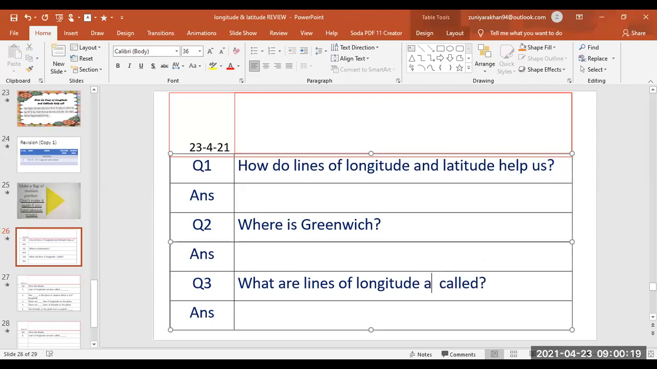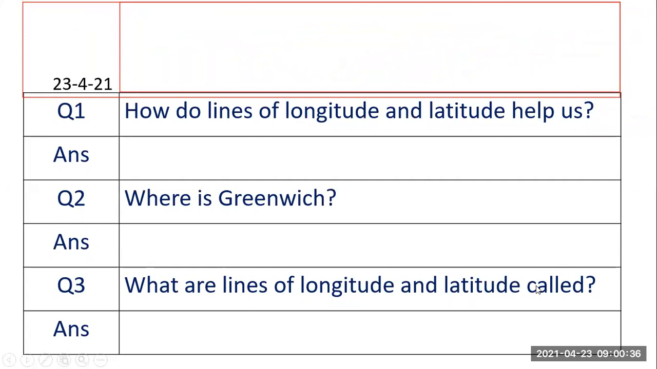Lines of longitude and latitude, right? So I have edited this question. Now you need to write the alternative names of both lines of longitude and latitude. If you remember, we have used other words as well for lines of longitude and latitude. Very good. Yes, Taha, you have told me the correct answer in the chat box. Now you need to write in your copy as well, okay? I am not going to disclose the answer here.